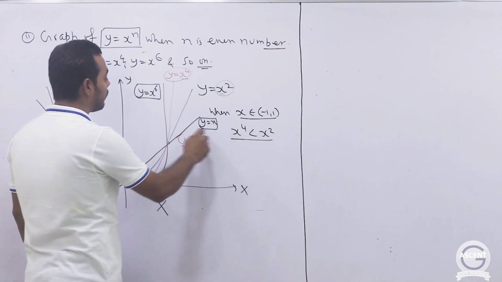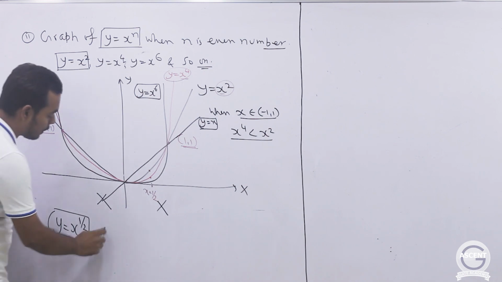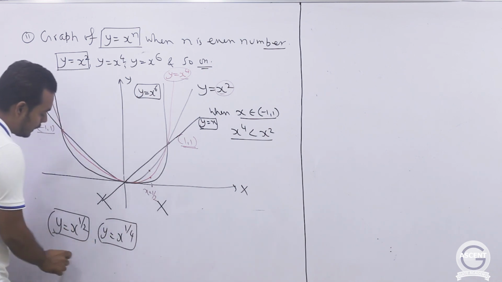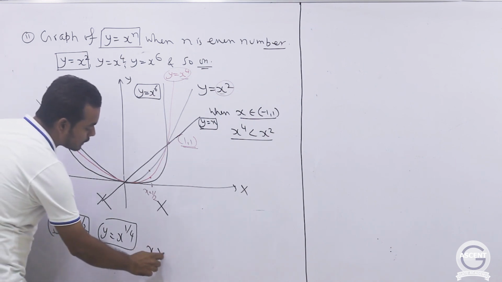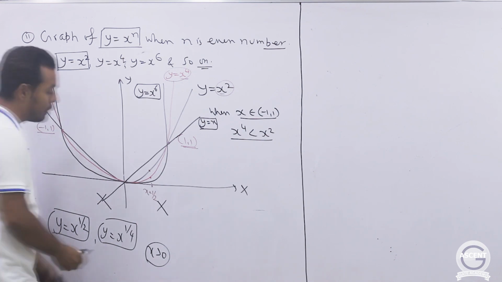Now if you want to draw the graph of these type of function, x to the power 1 by 2 or y equals to x to the power 1 by 4, then first thing, all these functions are defined only when x is positive. Okay, if x is any negative number, then value of y will become imaginary. Okay, value of y will be complex.